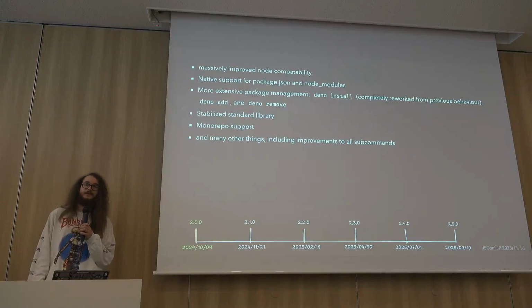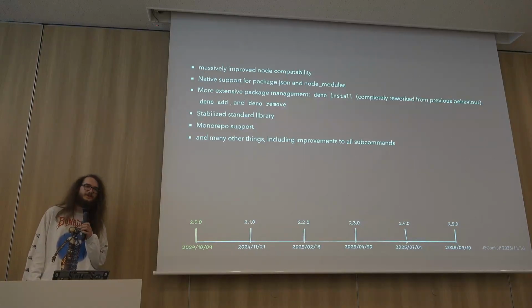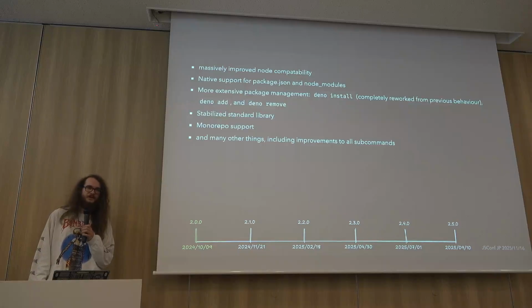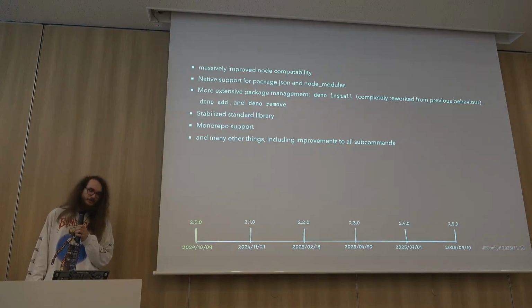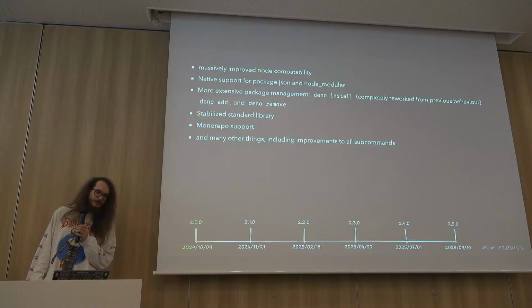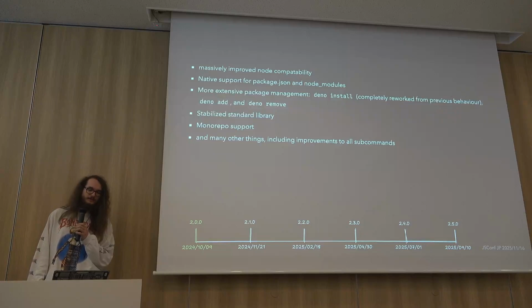Then we stabilized the standard library. Deno has a separate standard library that can be used in Deno, in the web, sometimes in Node. It was unstable for a long time, but we did a push and it was stabilized. And then we added monorepo support as well. We actually use this quite a lot in our internal projects as well. Having monorepos is, I would say, relatively important for projects.